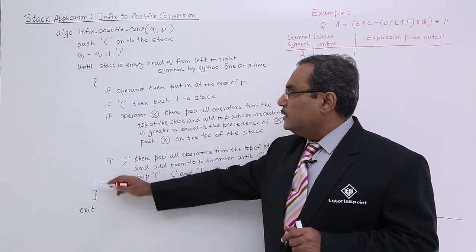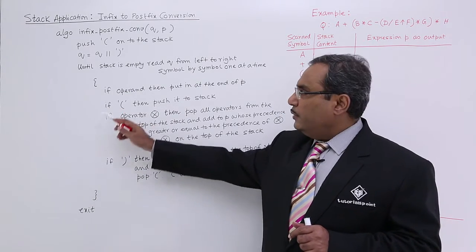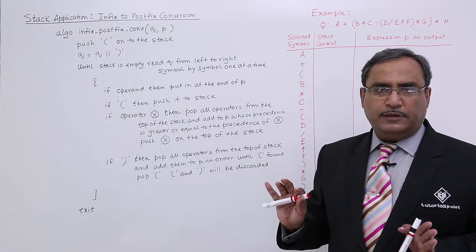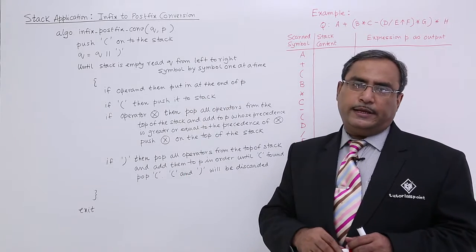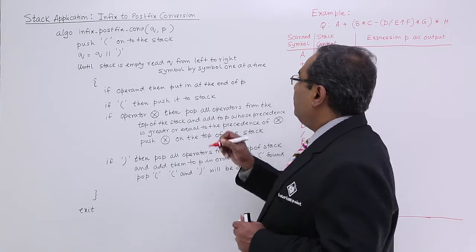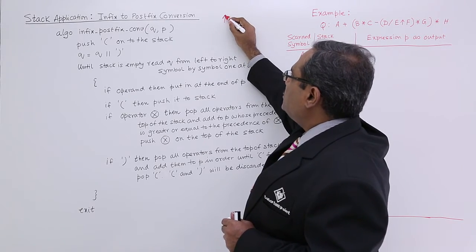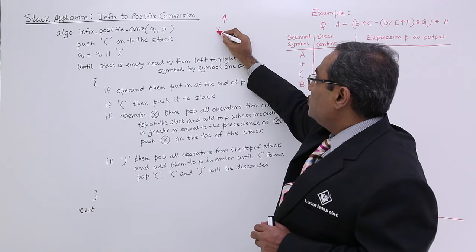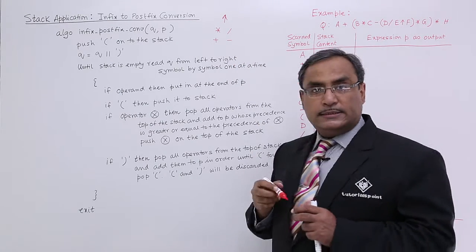And that is the end. This until block will get terminated when the stack becomes empty, and exit will indicate the successful termination of the algorithm. So in this way the things are taking shape. Now we know that in operator precedence, exponentiation has the highest precedence compared to star and slash, and compared to plus and minus.